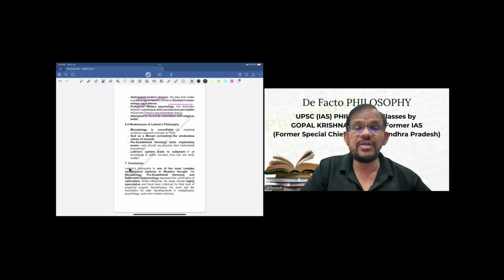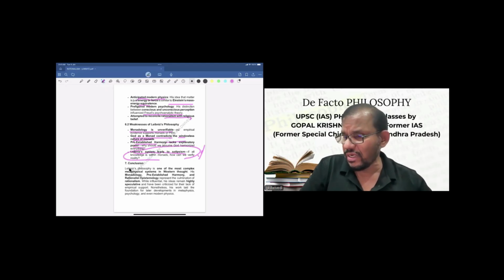He has attempted to reconcile rationalism with religious belief. Then what are the weaknesses? Monadology is unverifiable. God as a monad contradicts the windowless nature of monads. Pre-established harmony lacks explanatory power. Then Leibniz's system leads to solipsism. If all knowledge is within monads, how can we verify reality? So this is again an important criticism.